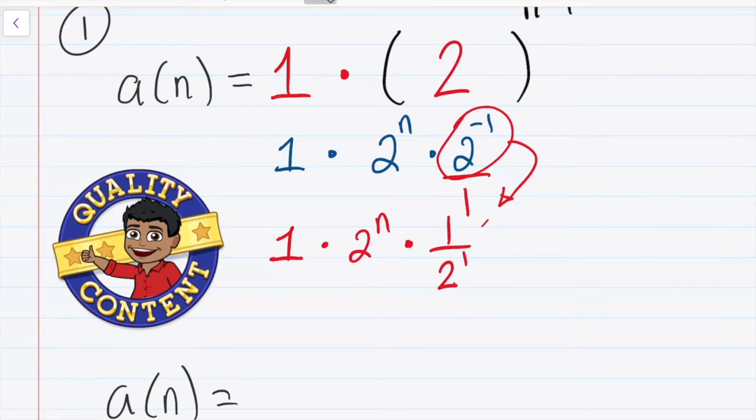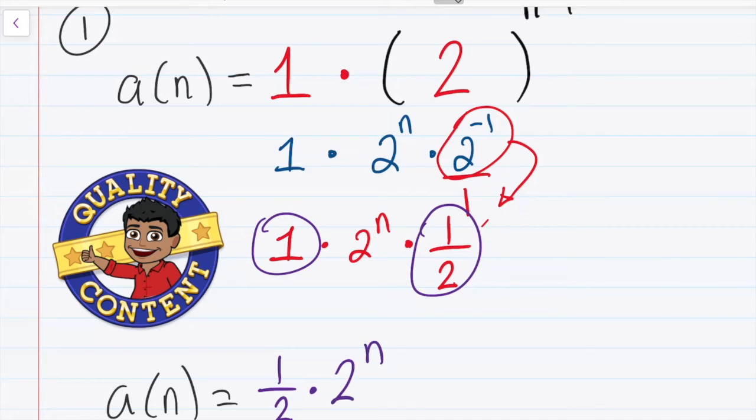And basically, guys, what's 2 to the 1 power? 2 to the 1 power is just 2. So you don't need to write that exponent anymore. Finally, what can we combine? These two numbers. What's 1 times 1/2? It's basically 1/2 times 2 to the power of n. And if you really wanted to simplify this, we can multiply straight. My simplified formula would be 2 to the power of n over 2.